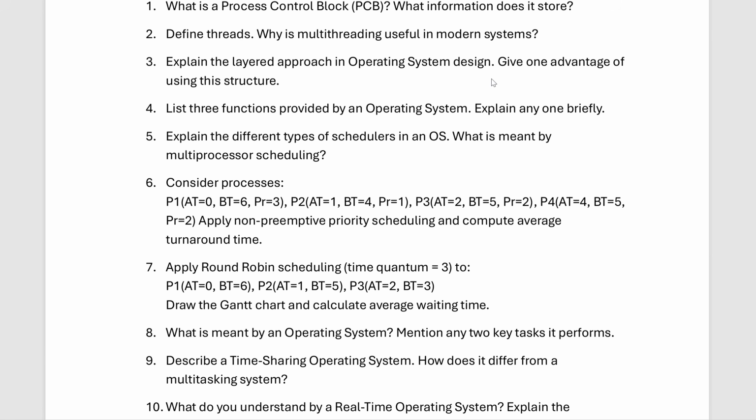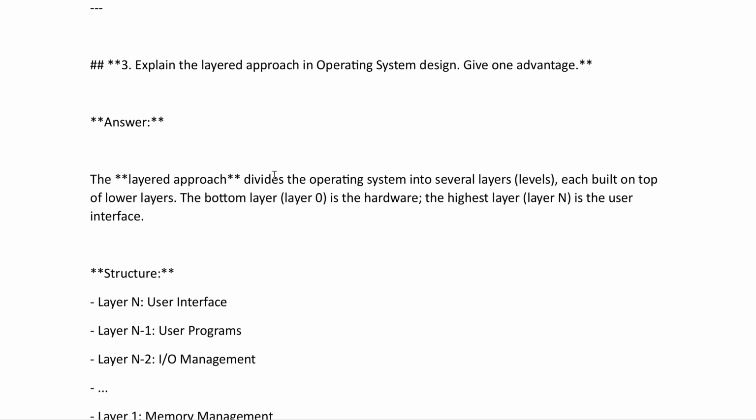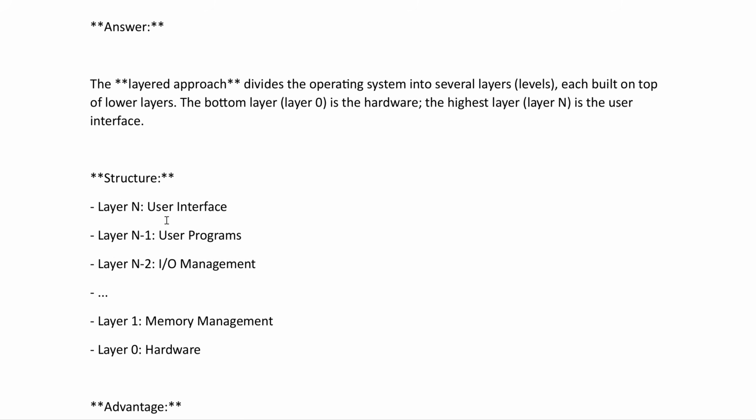Third question is, explain the layered approach in operating system design. Give one advantage of using this structure. So the layered approach divides the operating system into several layers, that is levels, and each layer is built on top of lower layers. The bottom layer, that is layer 0, is the hardware layer, and the highest layer, that is the topmost layer, layer N, represents the user interface.